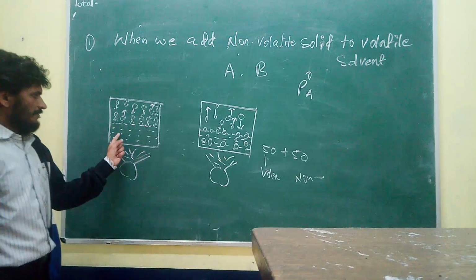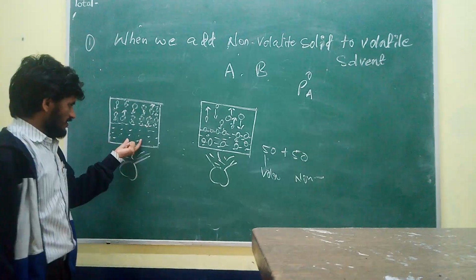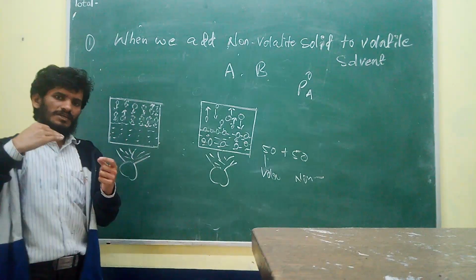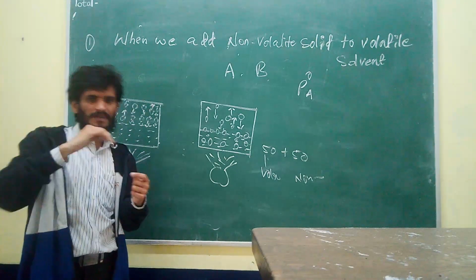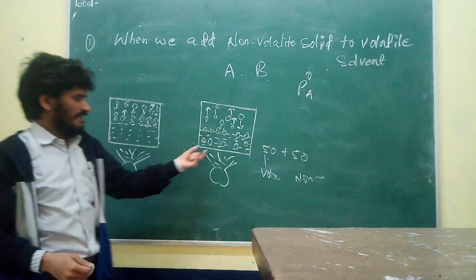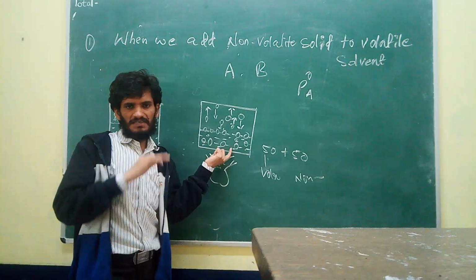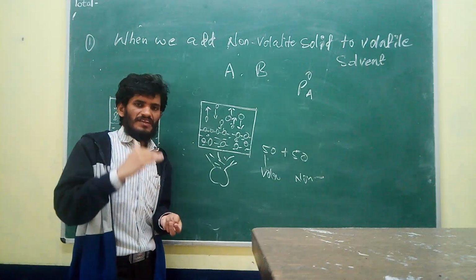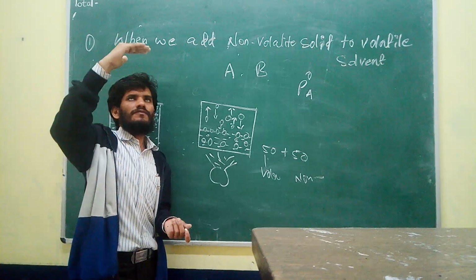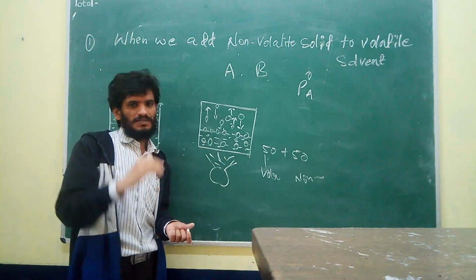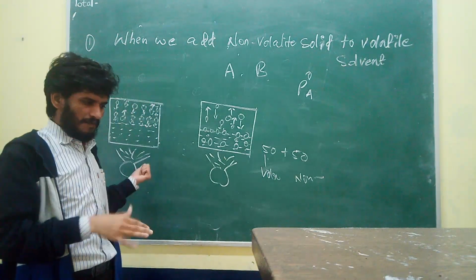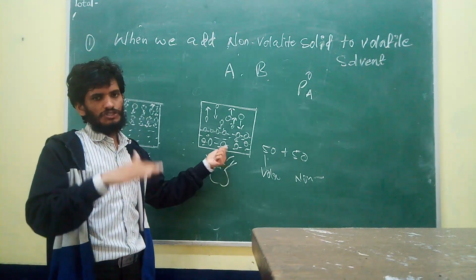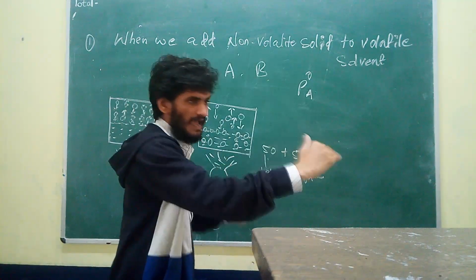Earlier, when there was no non-volatile solid component, 100 particles of the volatile solvent went up and came back, applying the pressure. Whereas here, half of the liquid particles are displaced by the solid solute, so only 50% of the liquid particles go off and come back and apply the pressure. Earlier 100 particles applied the pressure, now that becomes half, meaning 50 particles, due to the surface occupied by solid particles.